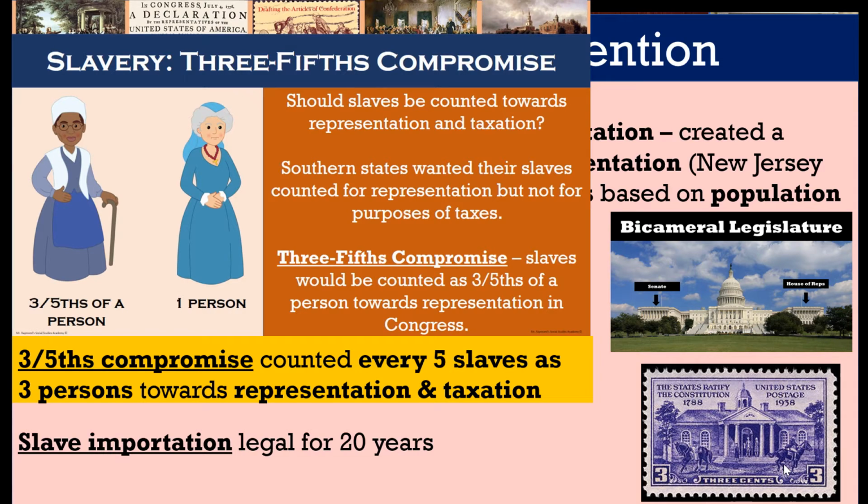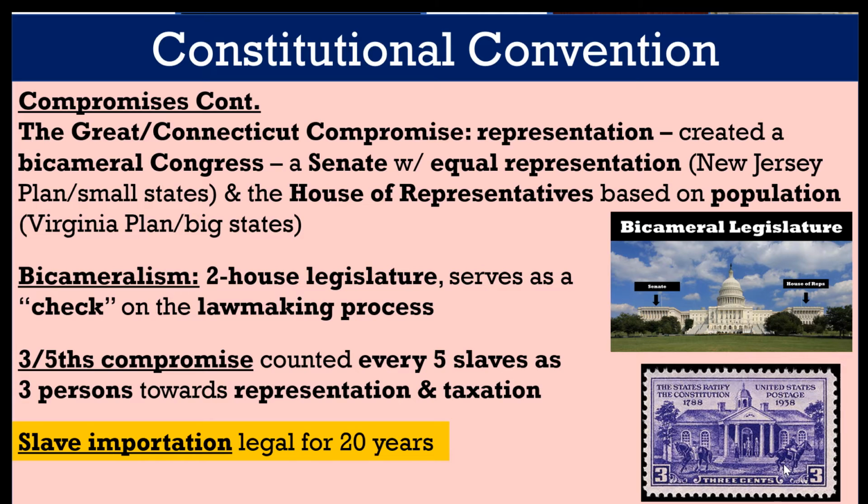The inhumane solution to this horrific practice created the bizarre 3/5 compromise, which would count each slave as 3/5 of a person towards a state's population for the purpose of determining how many representatives they would have in Congress. Finally, a compromise on the importation of slaves was made, which would allow the practice to go untouched for the next 20 years. So, yeah.